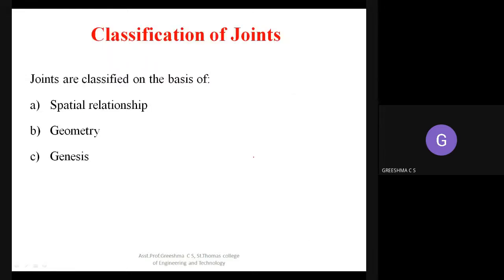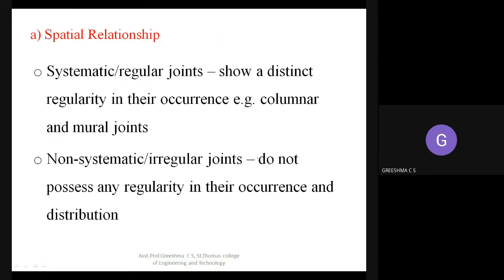Now, coming to the next one, the classification of the joints. This is very important. We have to study the classification of the joints. It is mainly classified based on three criteria. First one is spatial relationship, geometry, and genesis. First one is spatial relationship. Based on the spatial relationship, it is classified into systematic or regular joints and non-systematic joints.